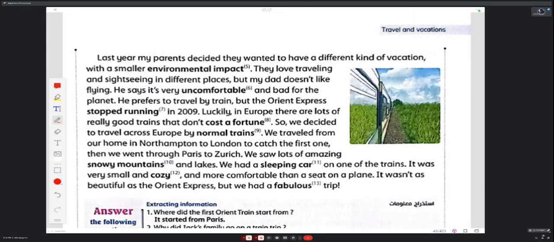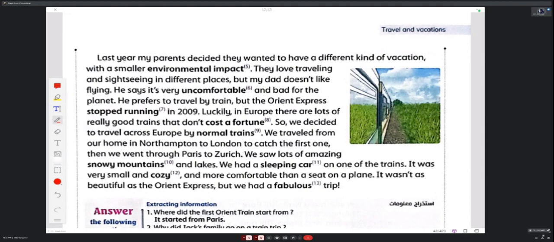So we decided to travel across Europe by natural, normal trains. We traveled from our home in Northampton to London to catch the first one. Then we went through Paris to Zurich. We saw lots of amazing snowy mountains and lakes.